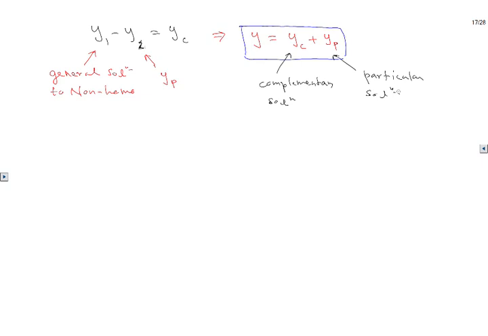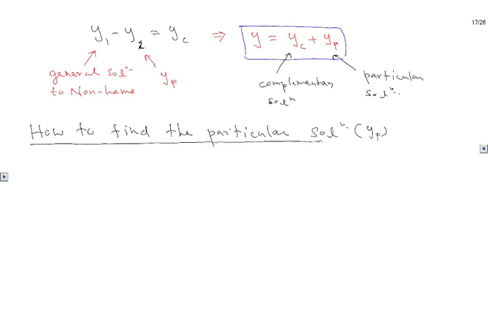So let's ask this question: how to find the particular solution? Particular solution yp. That's the goal of this discussion, how to find this particular solution, because after we know a particular solution, just add the two, you get a general solution.